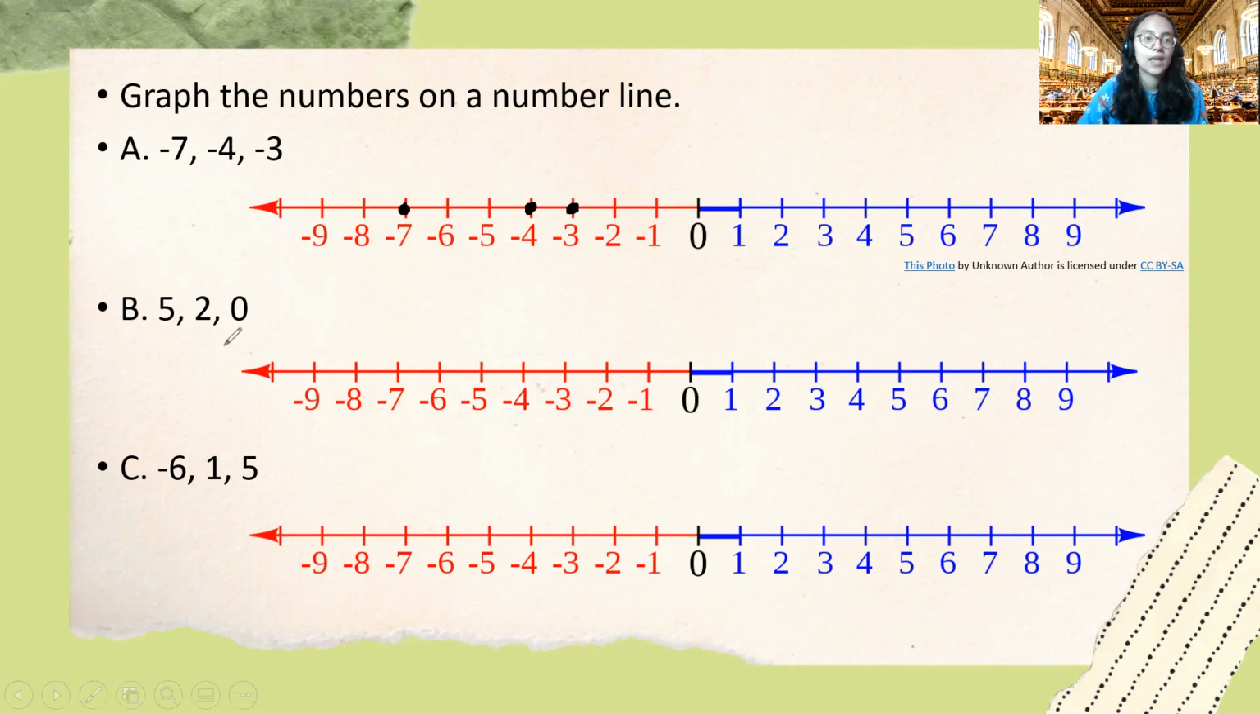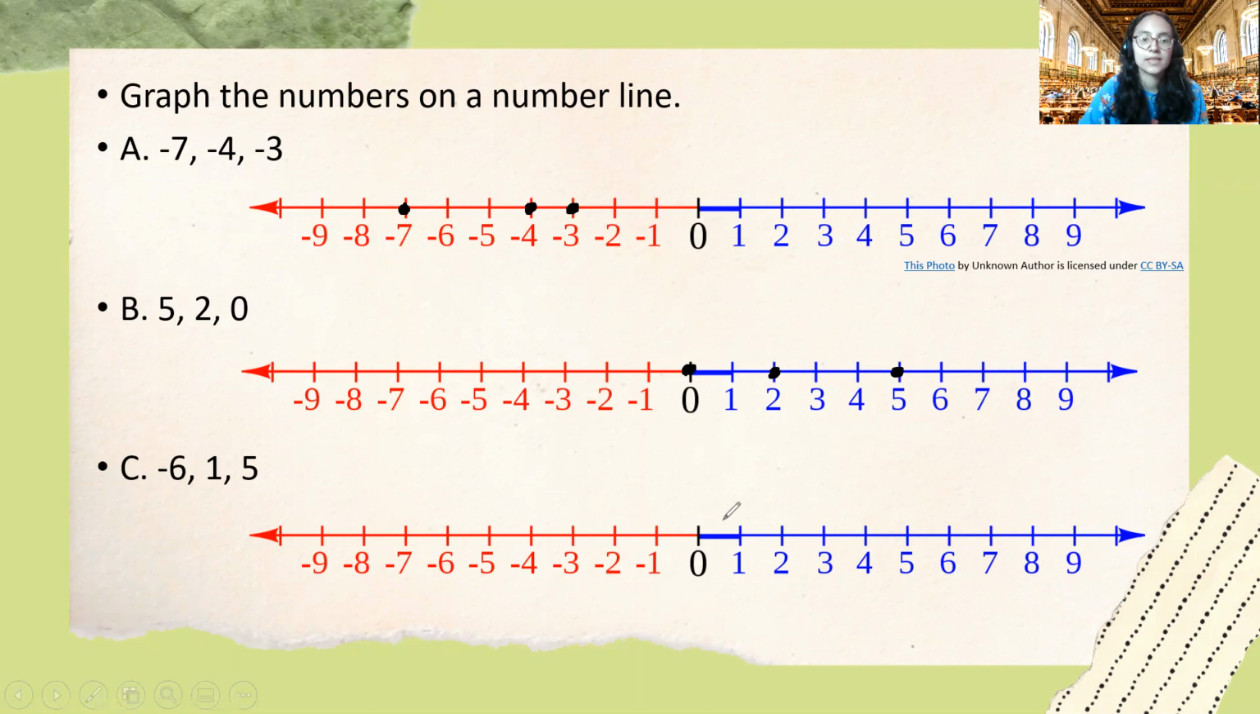Okay? Going on to B, we have 5, 2, and 0. So starting with 5, it is positive, so it will be to the right of 0. 2 is also positive, so it will be to the right of 0 as well. And 0 is neither positive nor negative. It's right here in the middle. And there it is.